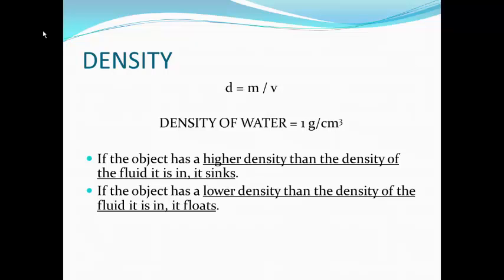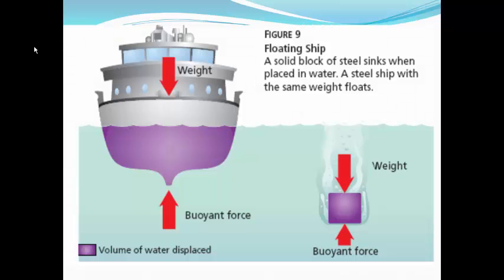And if it has a lower density than the fluid that it's in, then it will float. Let's look at this floating ship. This ship is made of steel, and if you look here, the volume of water displaced is represented by the purple shaded area. So here we have a large ship that has a large volume, and that volume of water being displaced is a large volume of water.